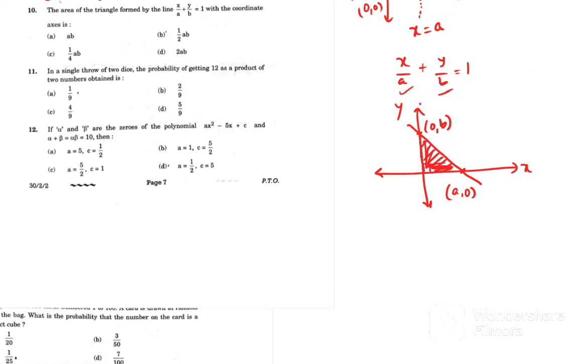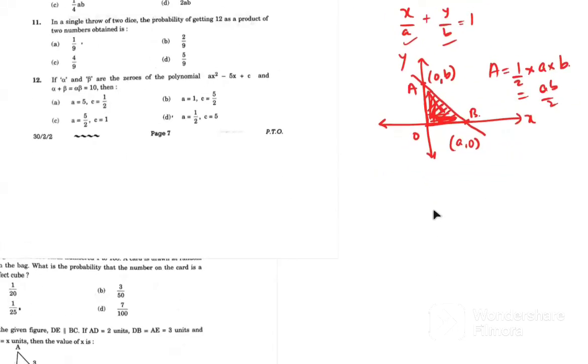Now axes are mutually perpendicular, so this is a right angle triangle. If I name it as AOB, okay, so what is the area formula? Half into base into height, and base is how much? a, and height is b. So we have ab divided by 2. So ab divided by 2 is which option? Option B is correct. Okay. Moving on to the next one, question number 11.